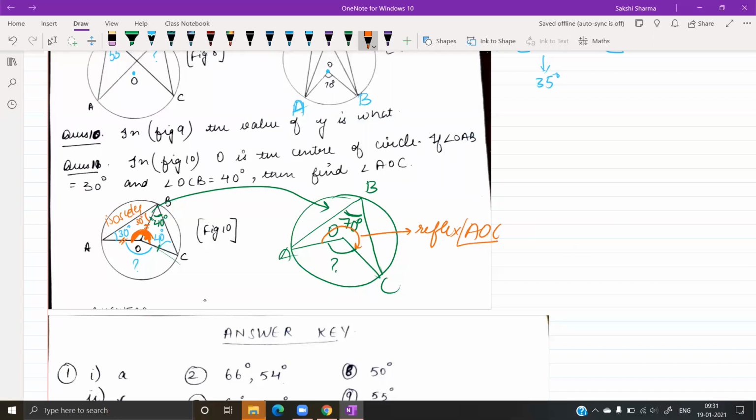Okay, ma'am. Beta, is it clear? You were asking about the reflex angle. Okay, all right. God bless you all. Thank you, ma'am. Thank you, ma'am.